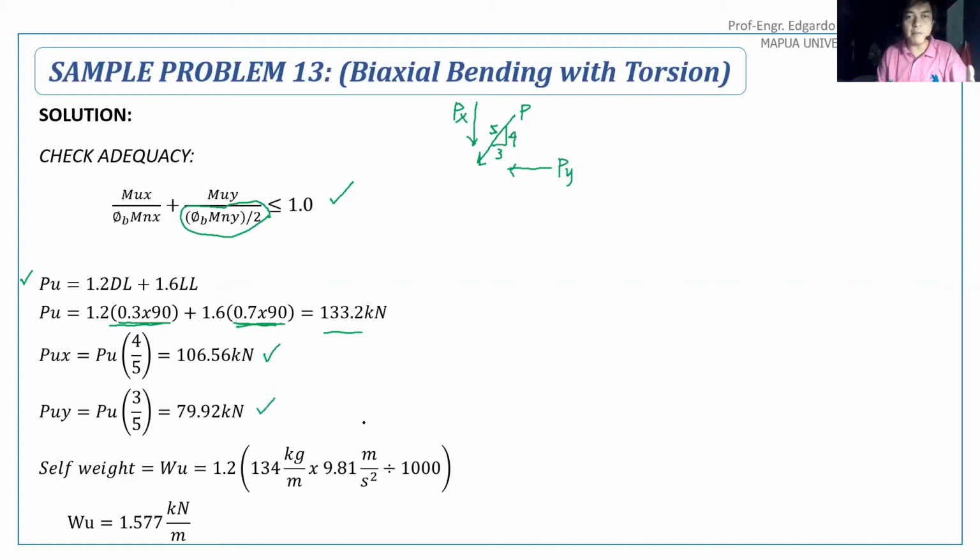Then, as stated in the problem, we have to include also the self-weight. The self-weight is 134 kg per meter, which I got from the steel manual. I multiplied it by gravity, 9.81, and divided by 1,000 to convert it to kilonewtons. Then I multiplied it by 1.2 because this is a dead load, factored load for dead load, 1.2. So I got Wu, the self-weight, as 1.577.